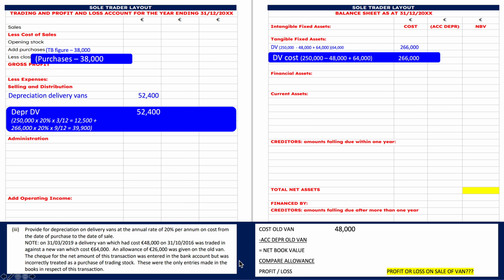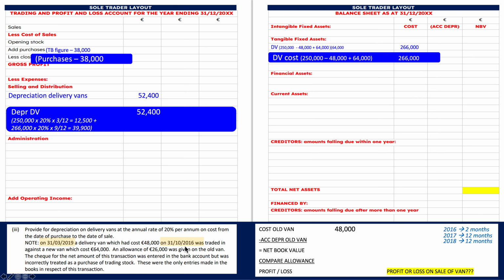So it's very important. The cost of the old one was 48, and it was traded in on the 31st of the 3rd, 2019. And it was bought on the 31st of the 10th, 2016. So what we have to do, we have to work out how long did they have this van for. So for 2016, they had it for the 11th month and the 12th month, so 2 months. 2017, they had it for the whole year, same as 2018. In 2019, they had it for 3 months. So in total, they had 29 months they had that old van for.